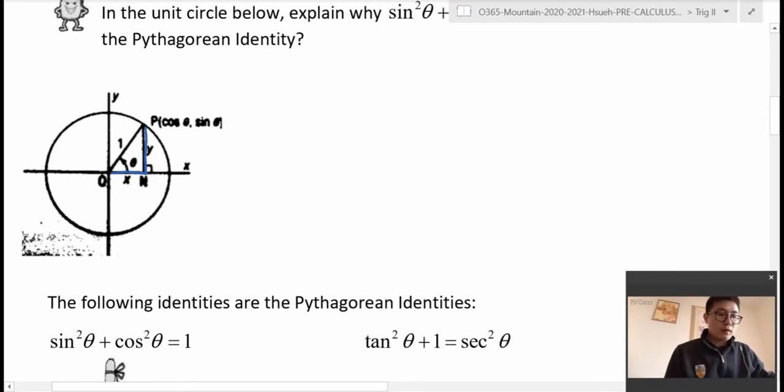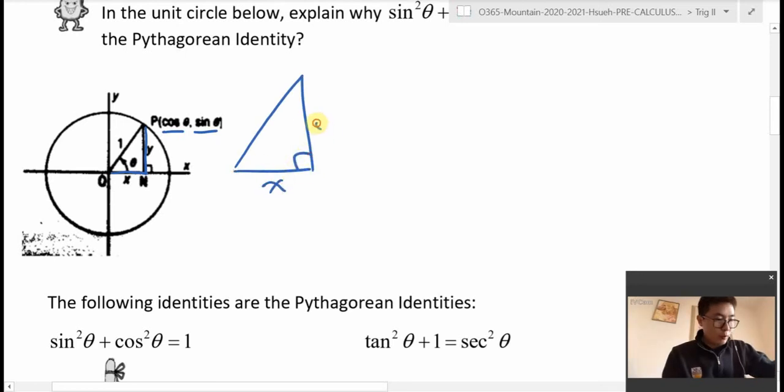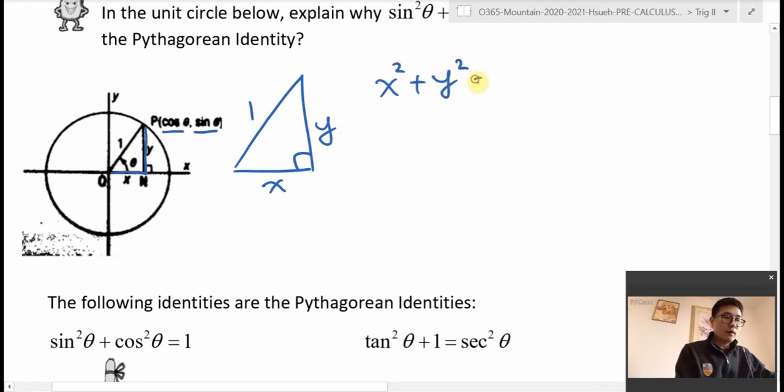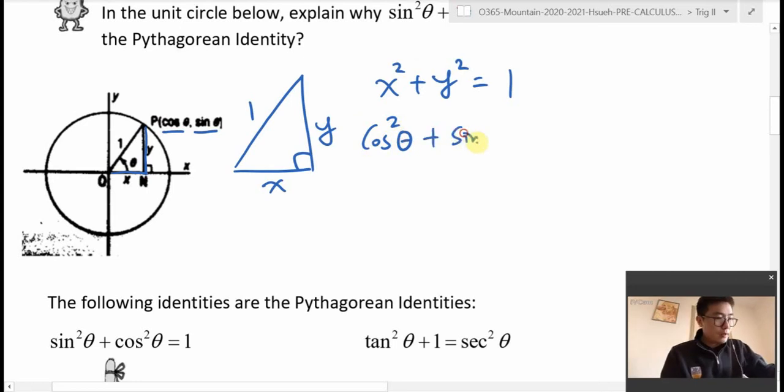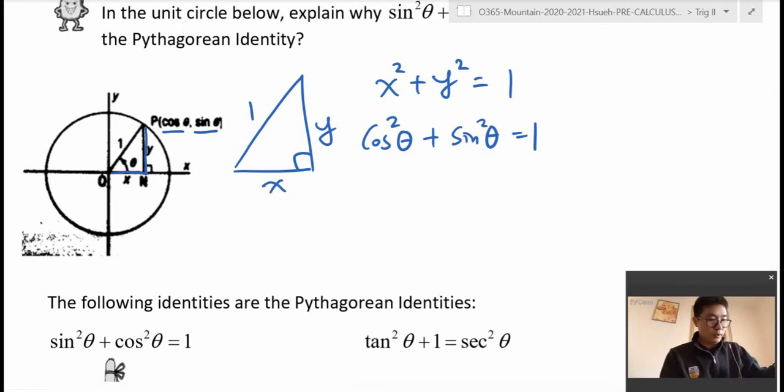And recall, I think I mentioned this to you earlier, the x value represents cosine theta, and sine theta is the y value. So if you look at this triangle and use the Pythagorean theorem, let me blow this triangle up a little bit here. That's x, and that's y, and that's 1. We know that x squared plus y squared is equal to 1 squared. And 1 squared is just 1, so I'm just going to write it as 1. Based on this, x is simply cosine, so you have cosine squared theta plus sine squared theta equals 1. And there is our Pythagorean identity. And that's it. It's pretty straightforward.